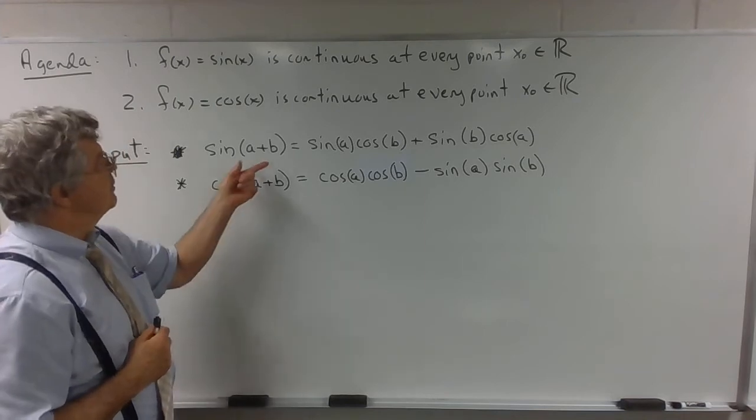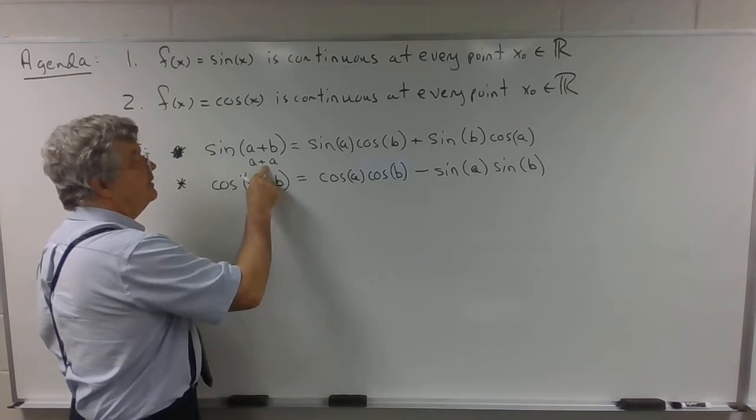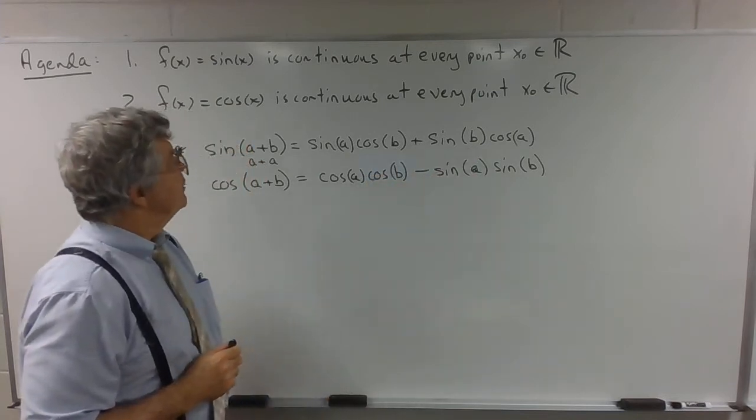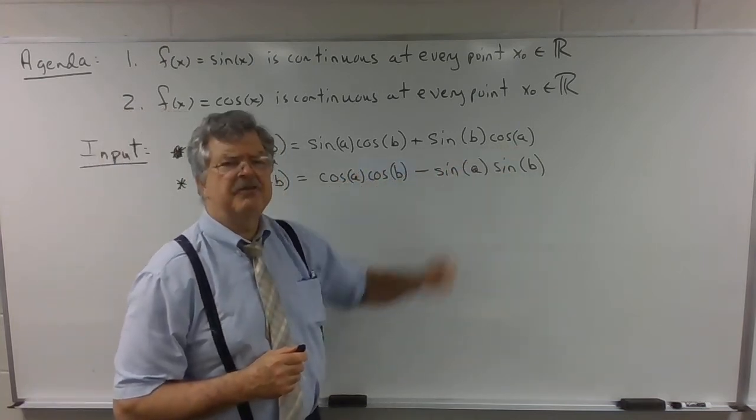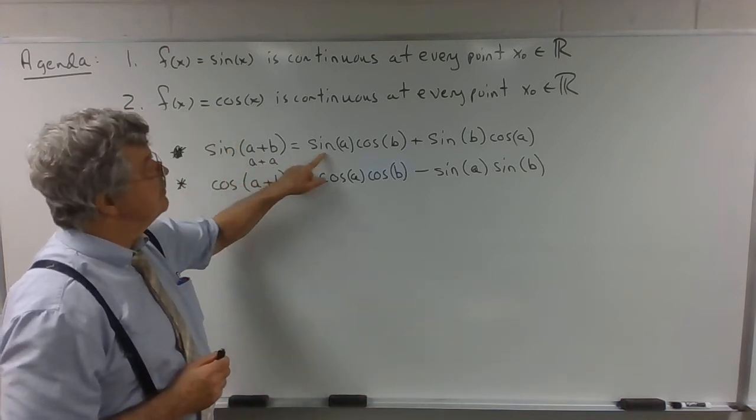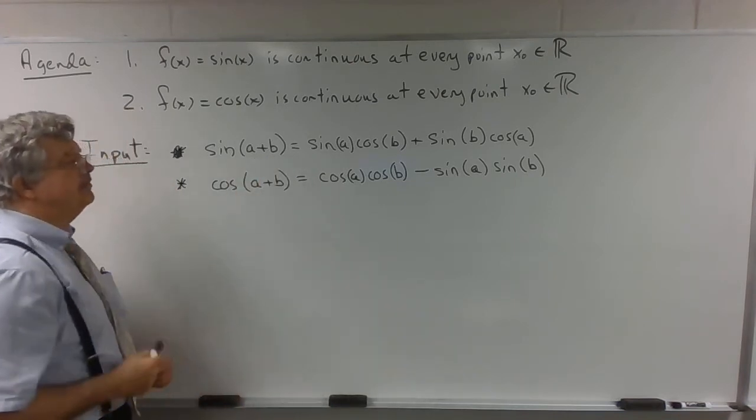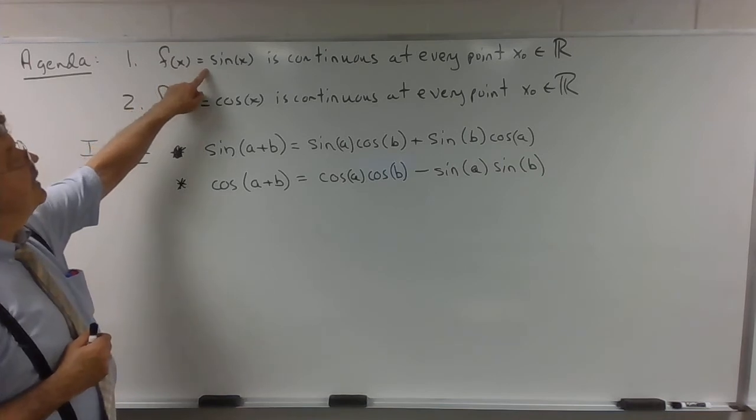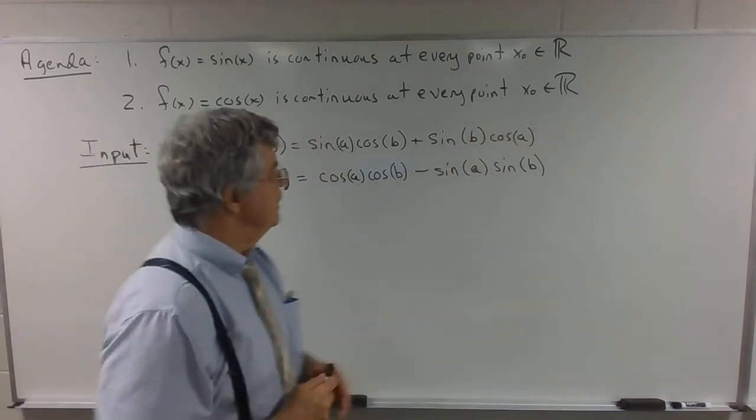Let's do the same thing with this one. Suppose we have sine of a plus sine of a. Then this is really sine of 2a. In every place we see a b over here, we put an a. So what do we get? Sine of a cosine of a plus sine of a cosine of a. That's 2 sine of a cosine of a. But sine of 2a is 2 sine of a cosine of a. So, yep, we remembered these two identities correctly. And we're going to use these two identities to show that sine of x and cosine of x are continuous at all values of x naught in the real numbers.